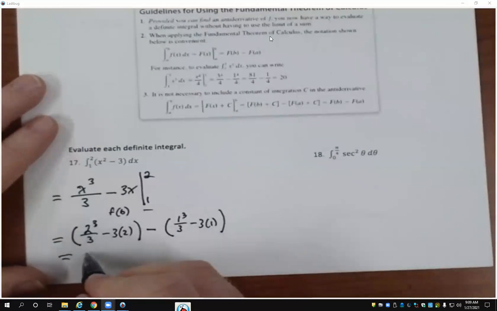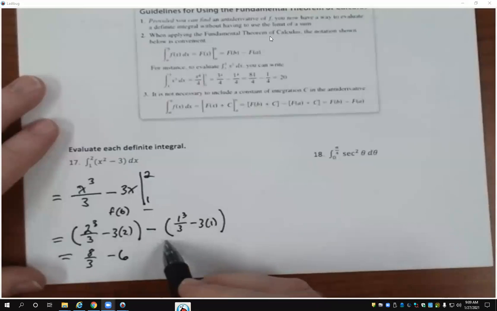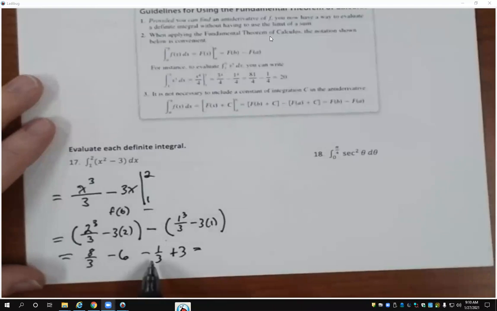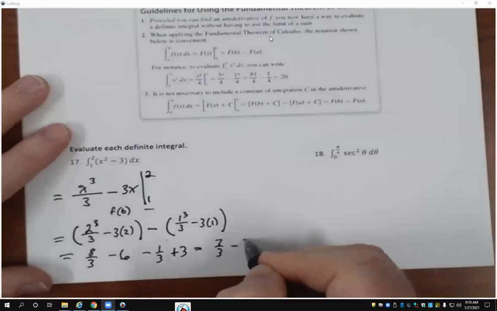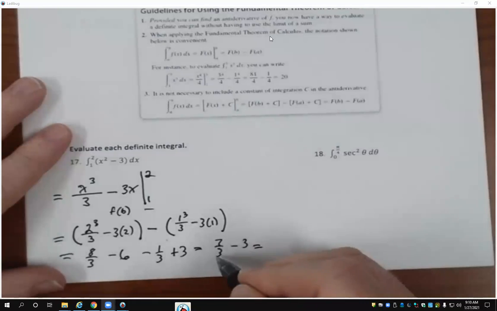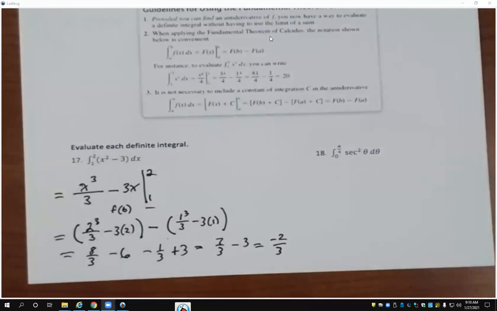2 cubed is 8, so this is 8/3. 3 times 2 is 6. Okay, and then we're going to distribute this negative in, so it's going to be negative 1/3. And this is going to be negative 3, but distribute a negative in and get plus 3. So we have 8/3 minus 1/3 is 7/3. We have negative 6 plus 3, which is negative 3. And negative 3 is just negative 9/3. And 7/3 minus 9/3 is negative 2/3, just like the calculator told us.